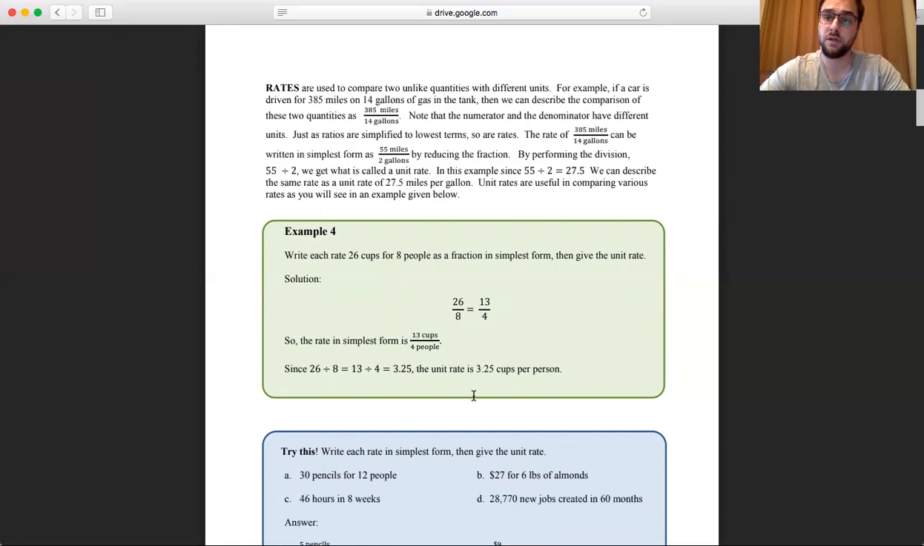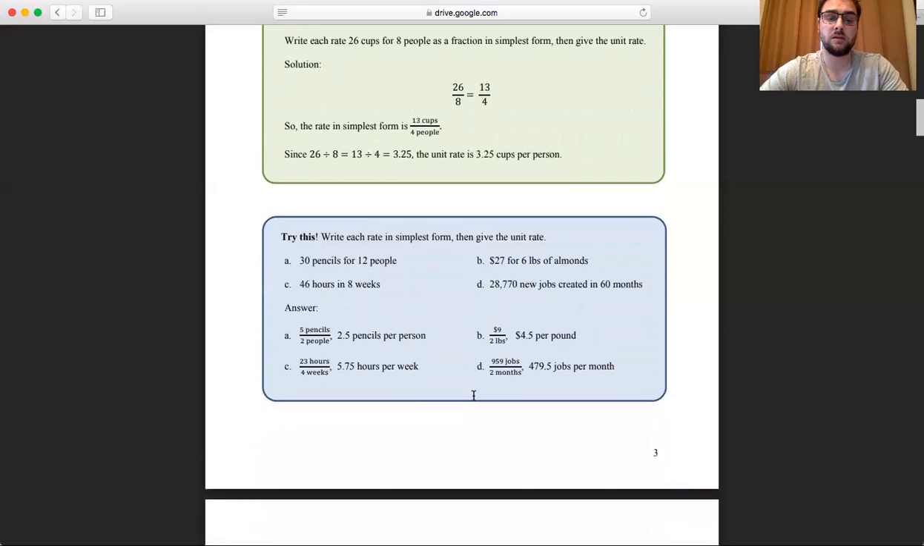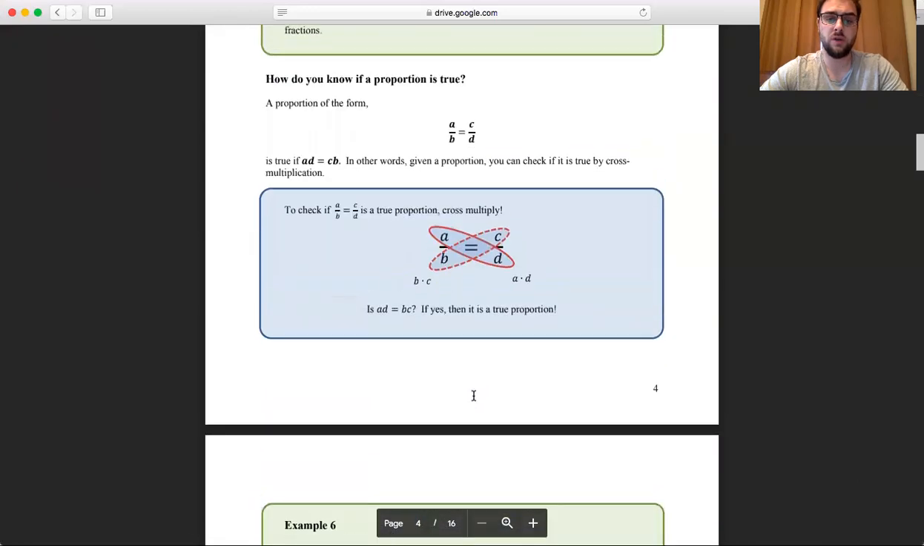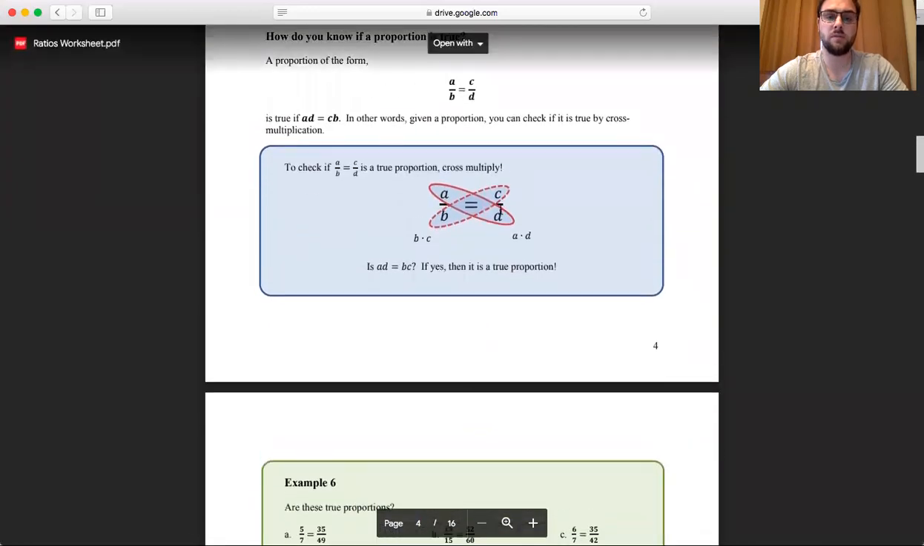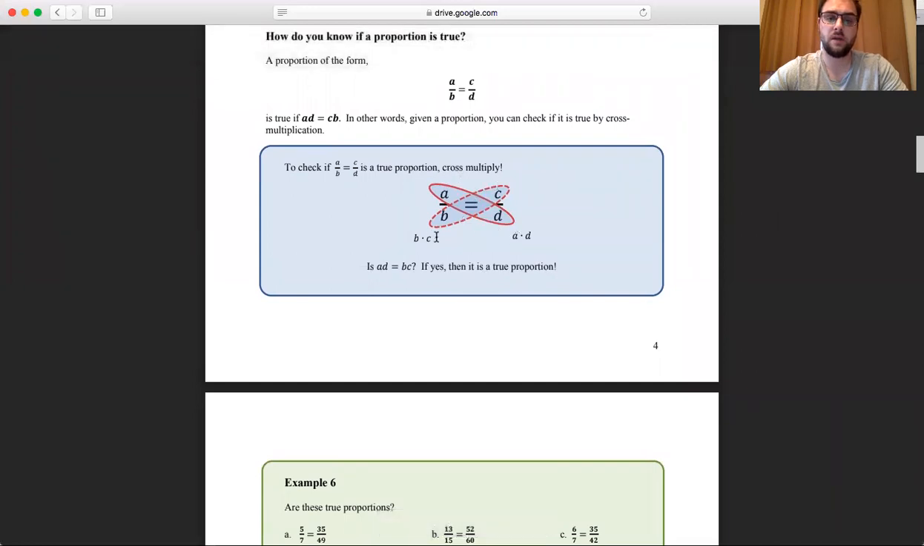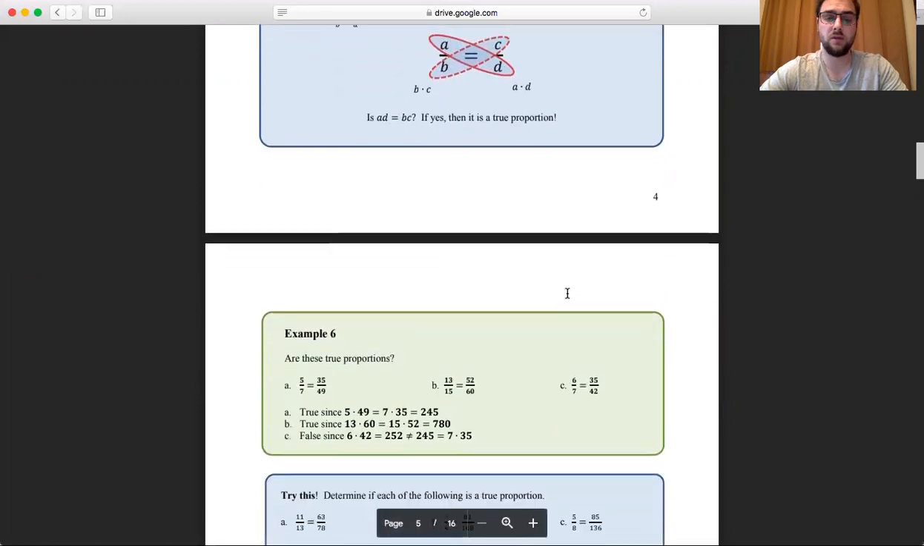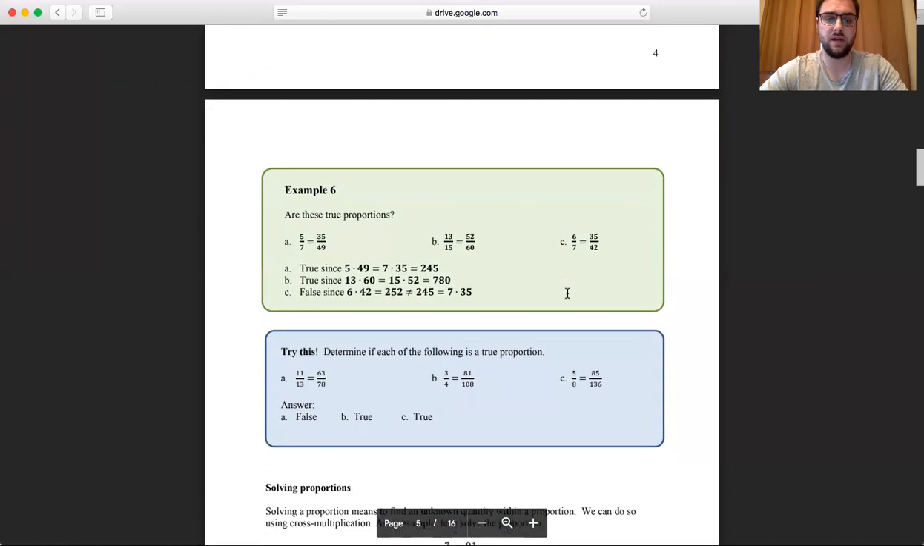Now what I really want to show you is, we talked a little bit about this right here, cross multiplying. So to check if A to B equals C to D is a true proportion, cross multiply. So if you were to cross multiply, you do A times D, B times C. Does AD equal BC? If yes, then it is a true proportion. So let's show an example of that down here, how we could try it.